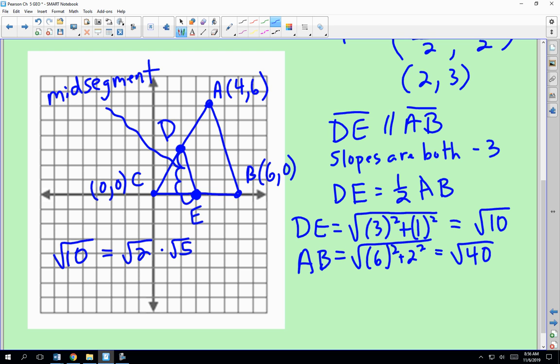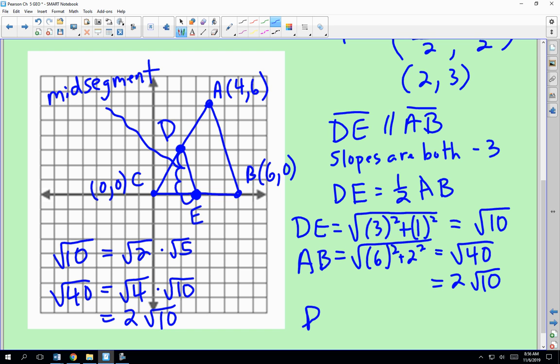But square root of 40 is not done. How does square root of 40 break down? 4 and 10. And we already know 10 can't be broken down anymore; there are no perfect squares going into 10. But square root of 4 is 2. So this is equal to 2 root 10. So when I rewrite this AB length as 2 root 10, I clearly see that length DE, which is equal to root 10, is equal to 1/2 of 2 root 10, which is equal to AB.